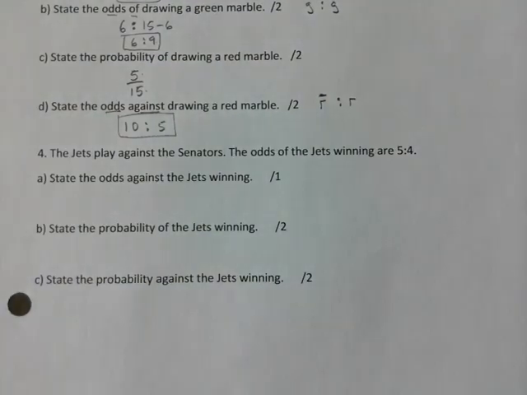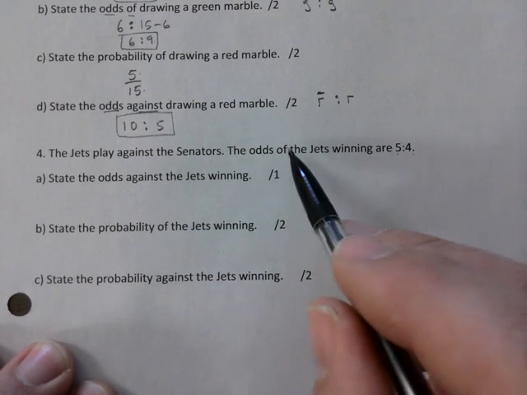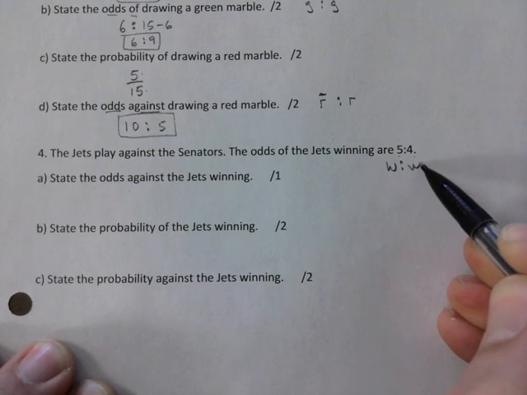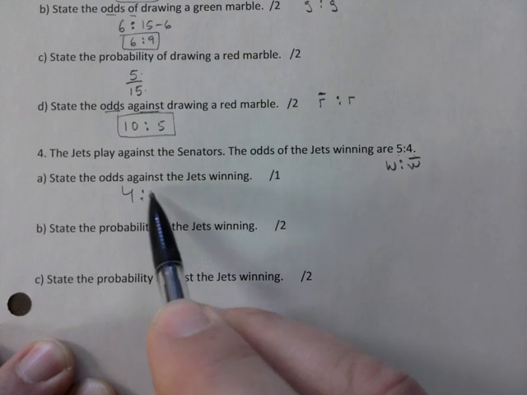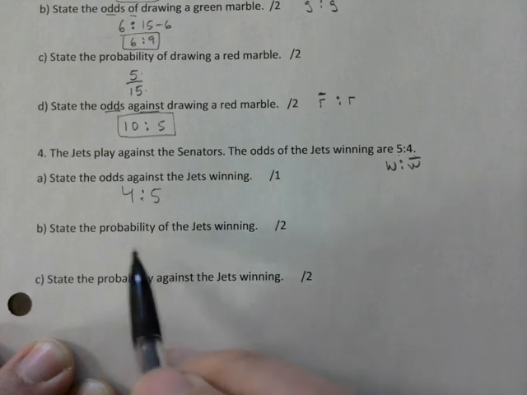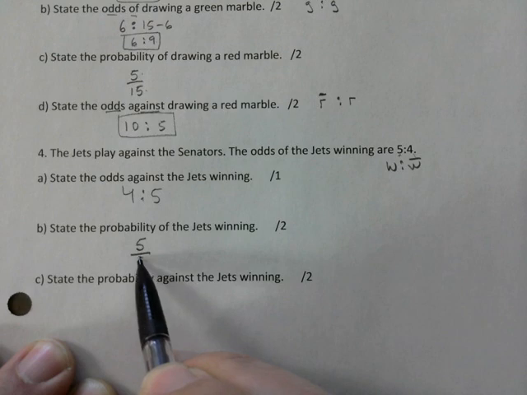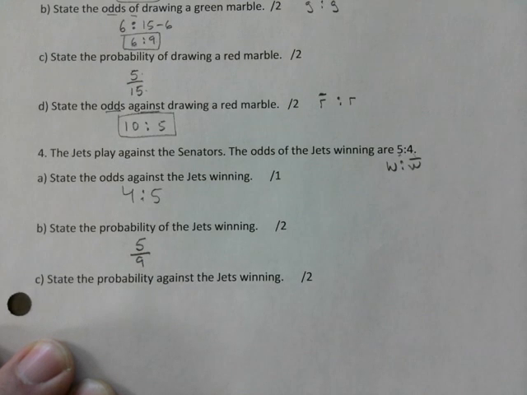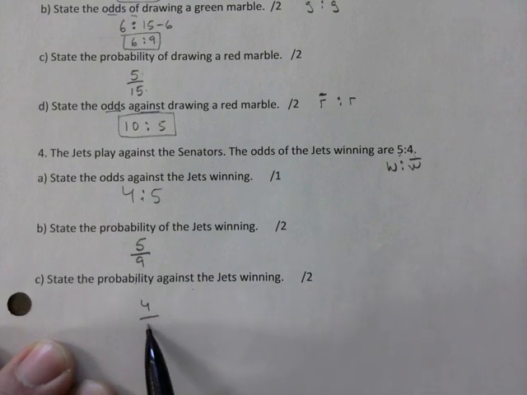The Jets play against the Senators. The odds of the Jets winning will be 5 to 4. Odds of winning. So that's win, not win, like that. Okay. State the odds against the Jets winning. No big deal. Just flip it. State the probability of the Jets winning. That would be 5 over 9. Okay. 5 over 9. You get 1 mark for each number that is done correctly. State the probability against the Jets winning, that'd be 4 over 9.